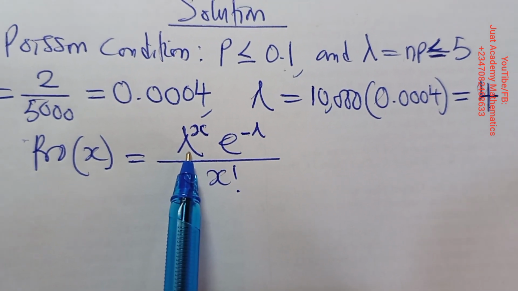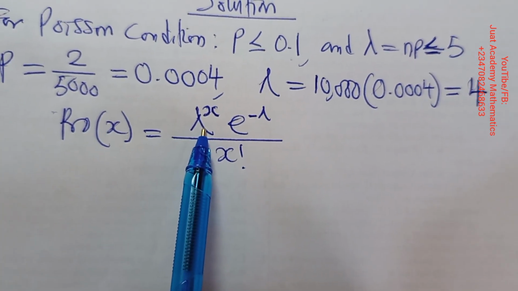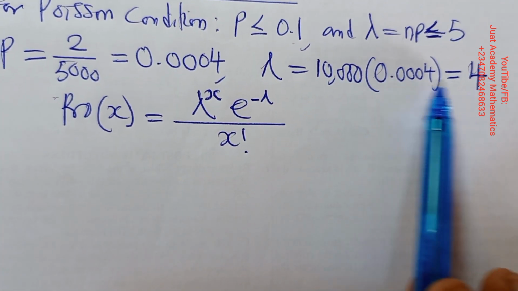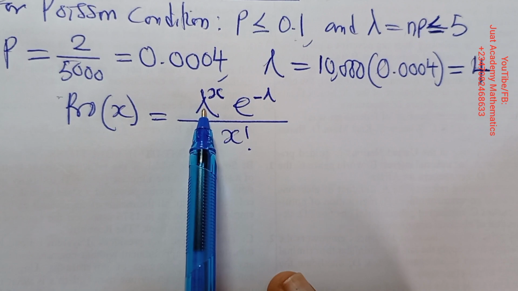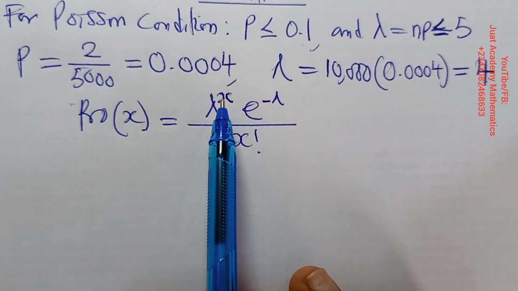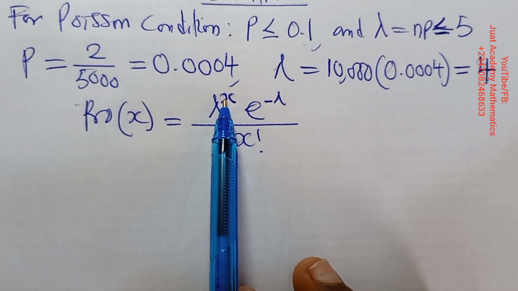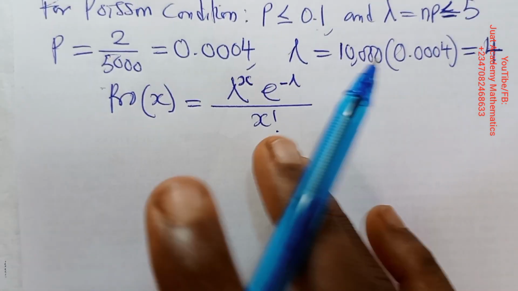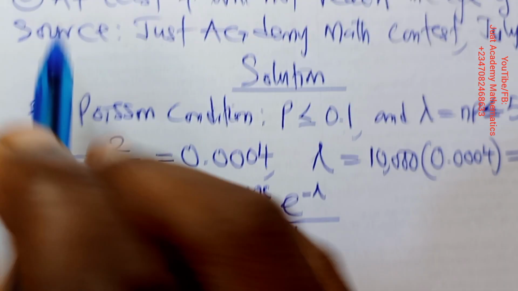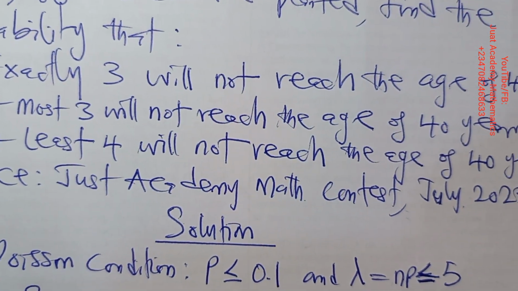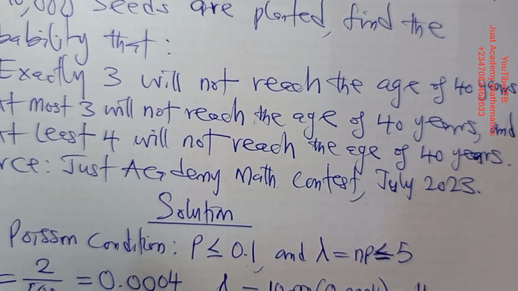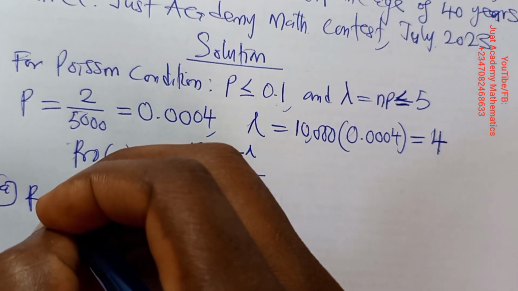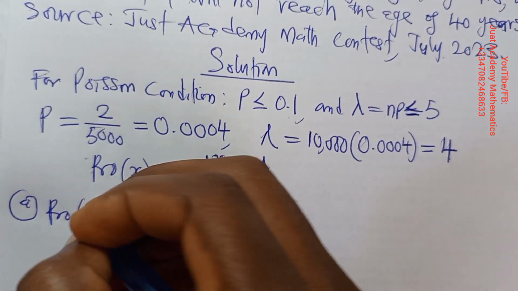Now, I've told you what this is already. So this one now stands for 4. That is the number times the probability, which is 4. So anywhere we see this expected mean or value, we put 4. X is the probability you are looking for. So for the first question that says exactly 3, that means probability of X equals 3. So exactly 3 means probability of 3.